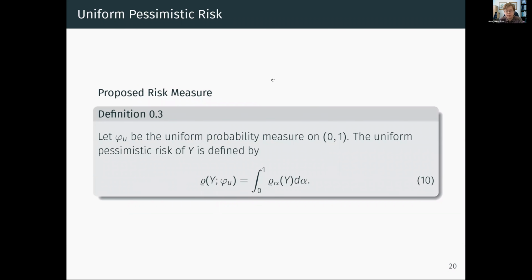So we propose a new pessimistic risk by choosing the uniform probability measure on 0 and 1. Then we call this new pessimistic risk the uniform pessimistic risk. It is defined by equation 10. It's simple: the uniform pessimistic risk is the uniformly integrated alpha risk.